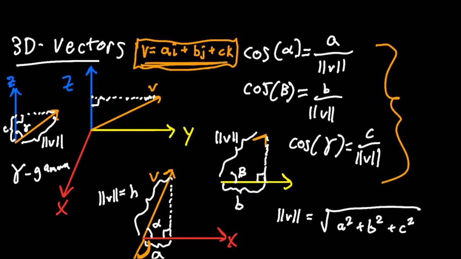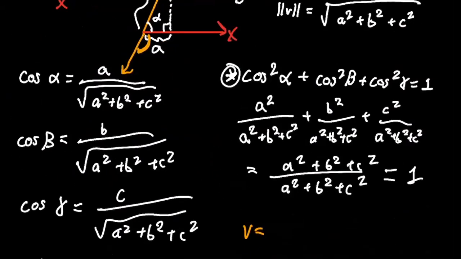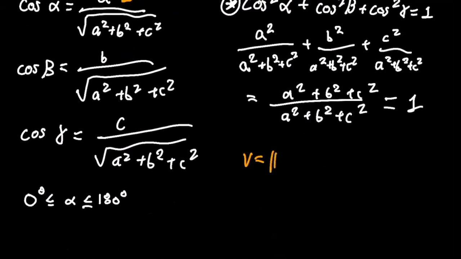So up here we have our vector written in terms of components. To write our vector in terms of angles and magnitudes, first we have our magnitude of v, and then we multiply that by cosine alpha i, plus cosine beta j, plus cosine gamma k. So this is how we would write out our vector if we were describing it with the magnitude and the angles.